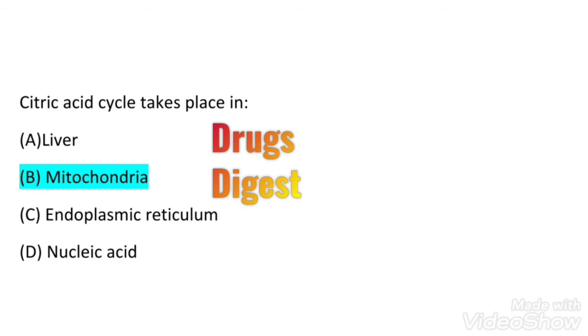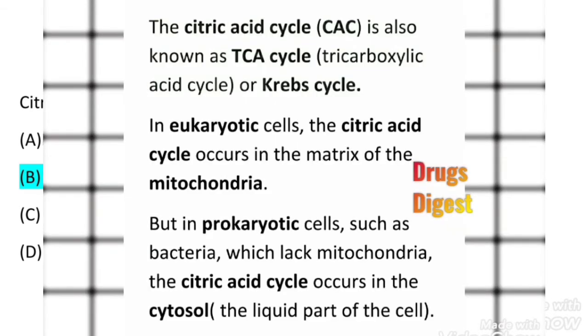Next question. Citric acid cycle takes place in. Options are liver, mitochondria, endoplasmic reticulum and nucleic acid. The right answer is mitochondria. The citric acid cycle, CAC, is also known as TCA cycle, that is tricarboxylic acid cycle, or Krebs cycle.